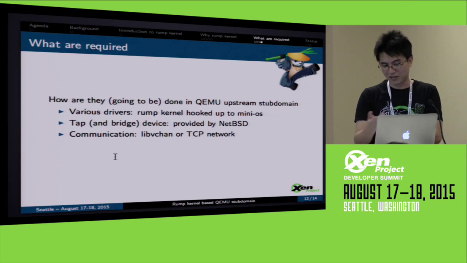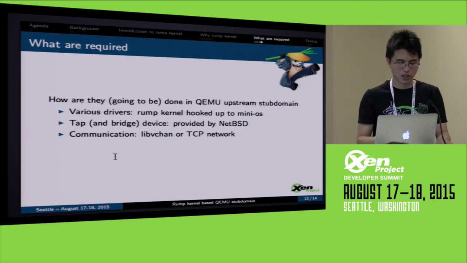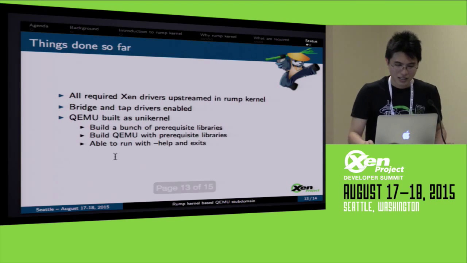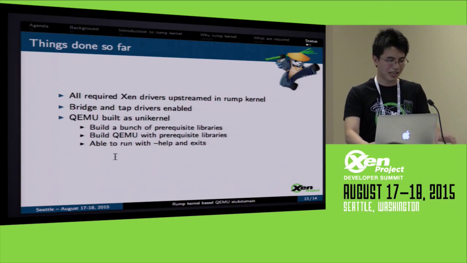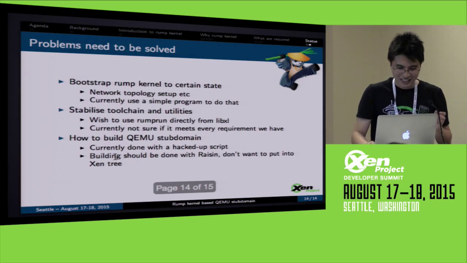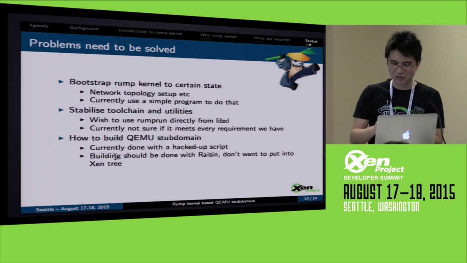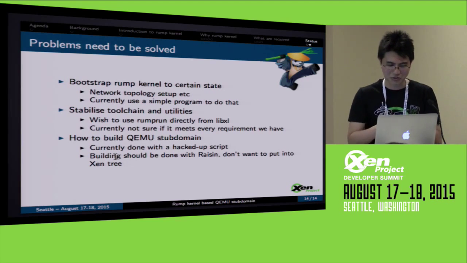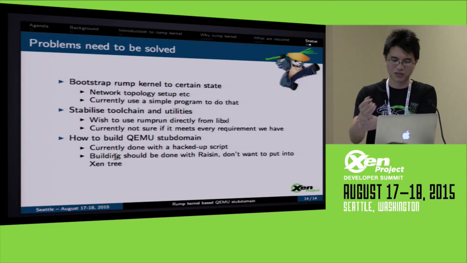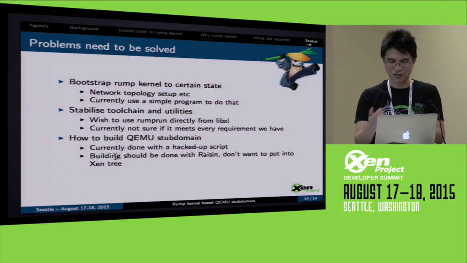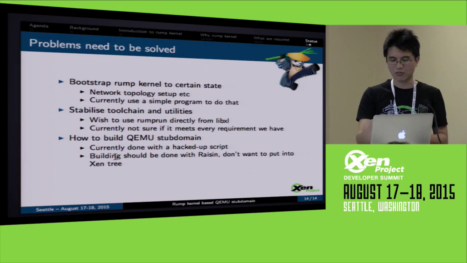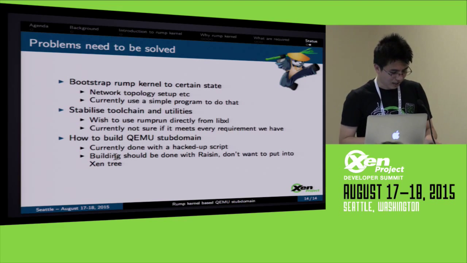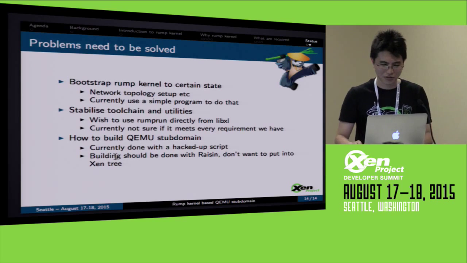And the communication currently is still an open question. We could use libvchan or TCP network. So that's the status. There's really nothing much to say, I ran out of time. There are some problems that need to be solved, which I haven't got around to. So how to bootstrap the Rump kernel to a certain state, there's no solution yet. And then there's toolchain stuff and how to integrate with the release project. Because I've run out of time, I'm not going to go into details.